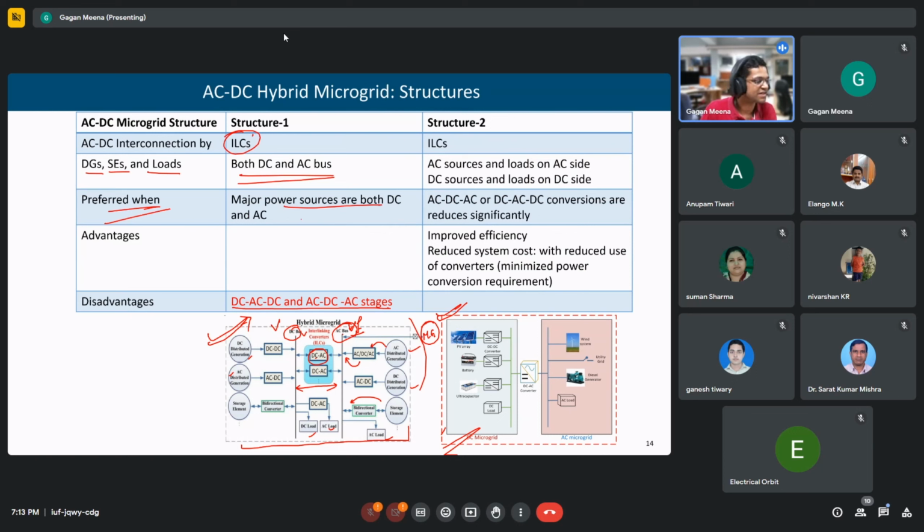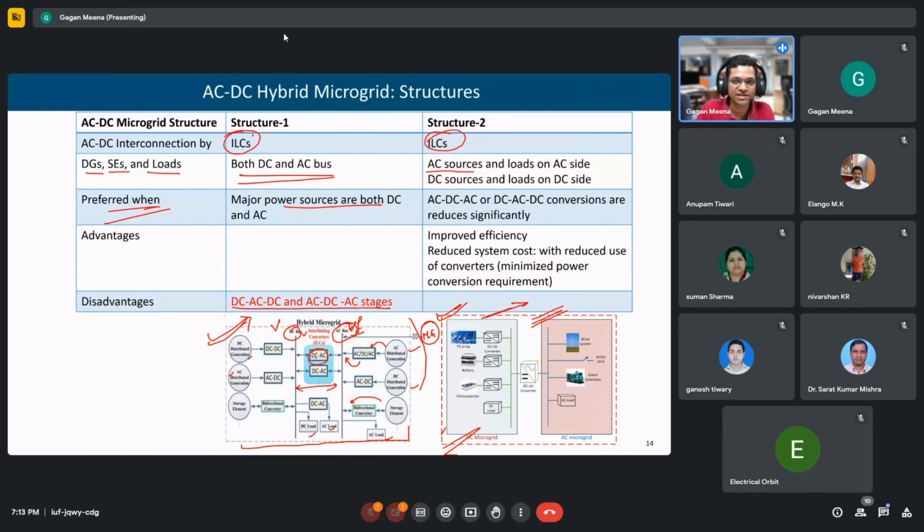We can say the present system has both, but in particular areas there may be cases where the DC loads are much more. So there a DC microgrid can be used. And if the source is also DC and the load is also DC, then such a type of structure can be preferred. So here interconnection is by utility capacitors.